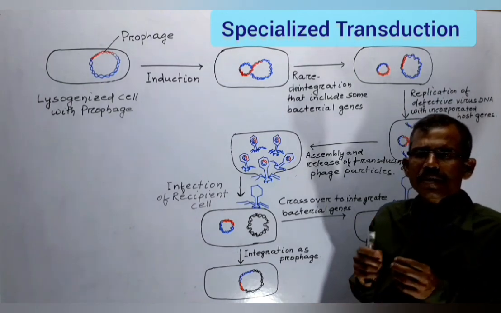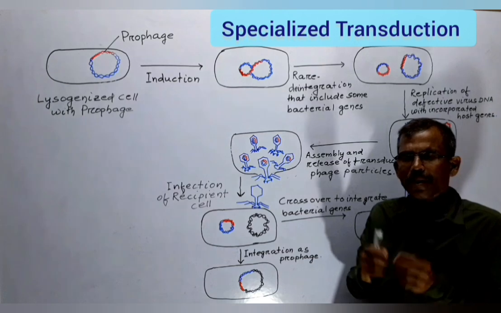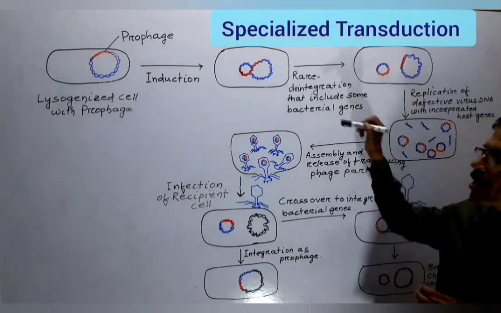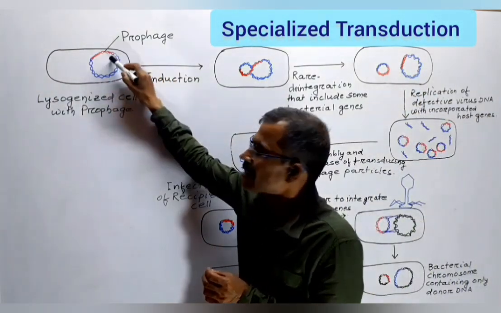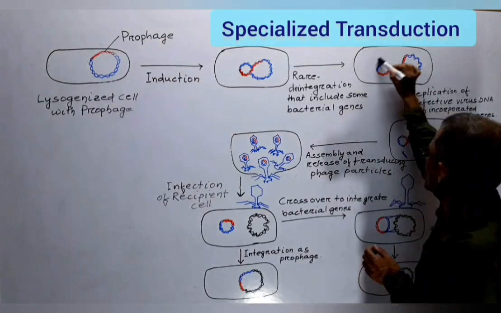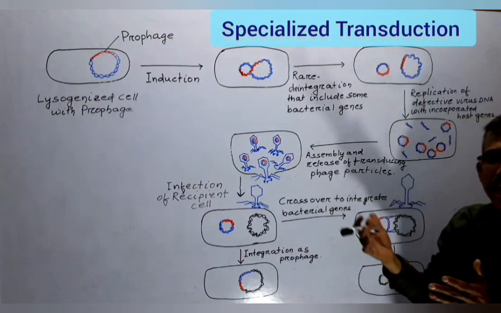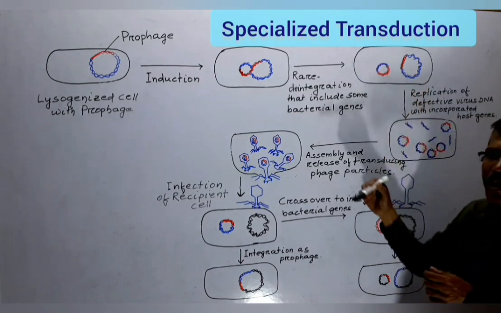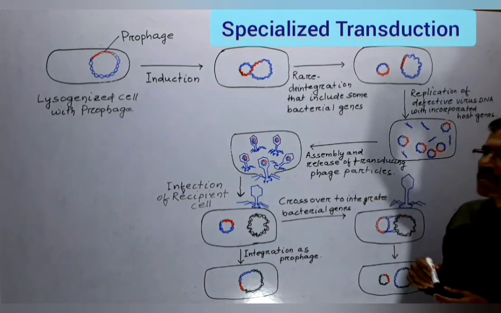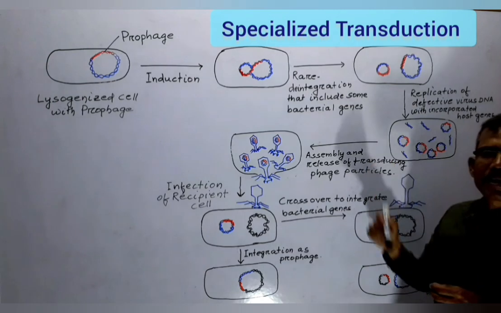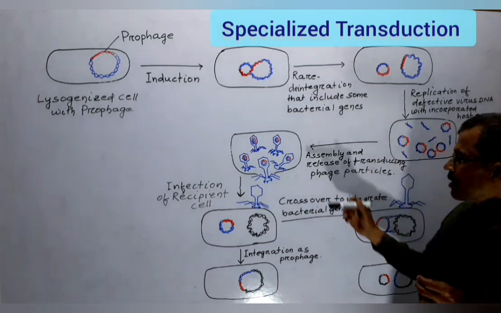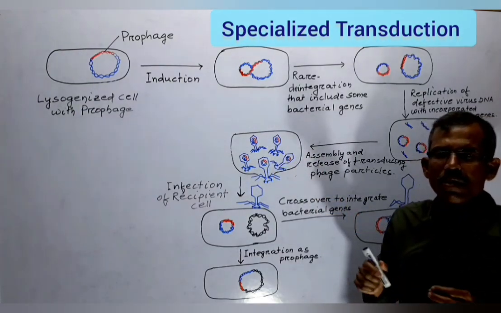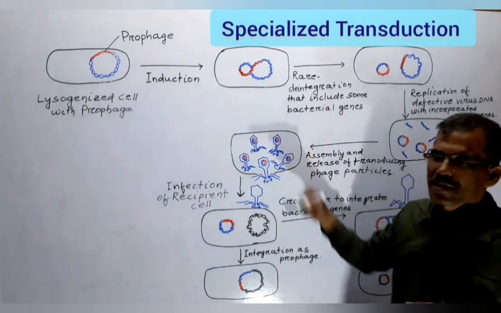When the excision is carried out improperly, then the separated prophage carries some of the bacterial genes which are located next to the integration site. This resulting phage genome is defective as it lacks some of its genes. Because of this, the genome cannot initiate a lysogenic or lytic cycle. These defective phage genomes are replicated and in the assembly stage they are packaged into capsids to form phage particles which are called specialized transducing phages.